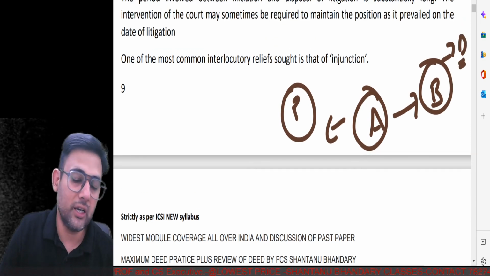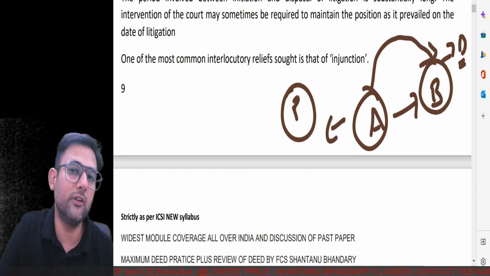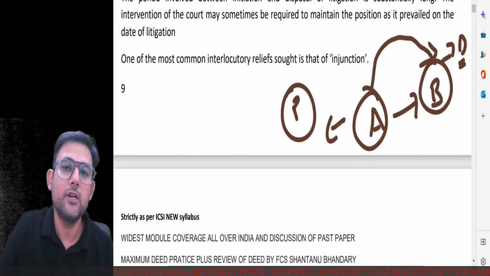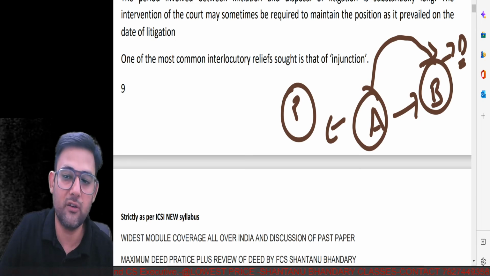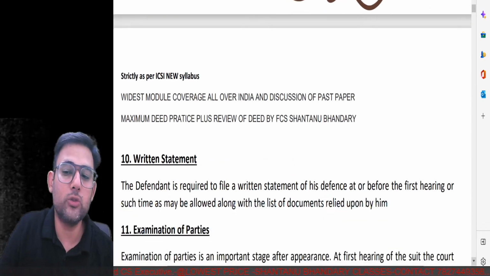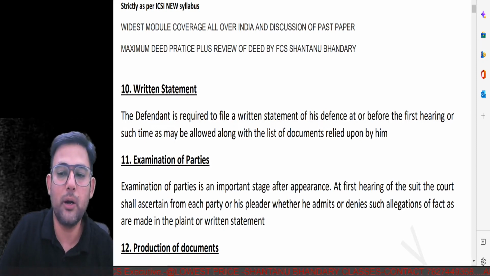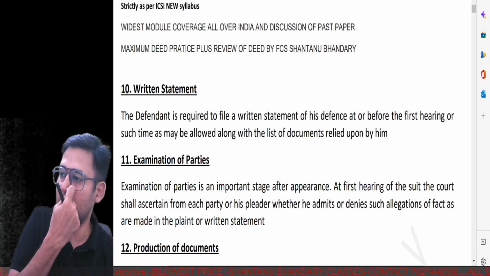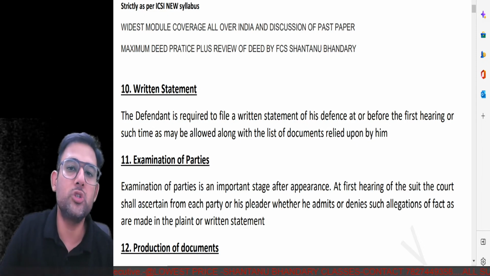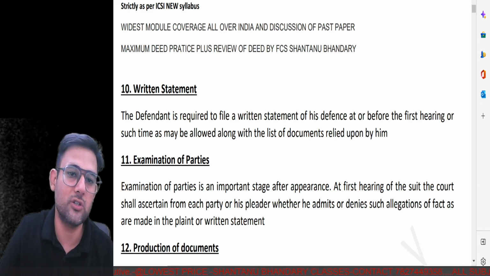So A has put in allegations on B, and B will defend, saying no, I have not done this, or I have done this, as the case may be. The person who filed the case is called the plaintiff, and the one against whom it is filed is called the defendant. Either party can also ask the court to put an injunction, like a stay order, so that during the pendency of the case, no change is made to the cause of action or the structure of things.